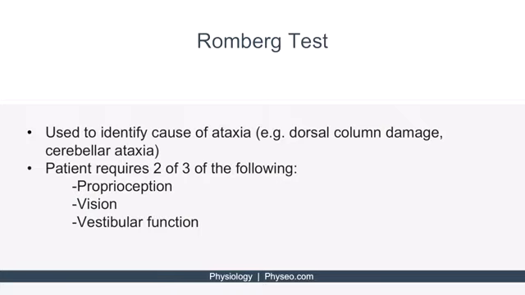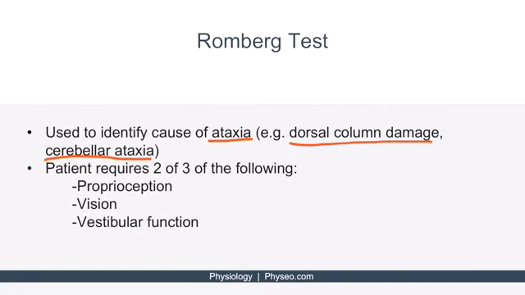So now we just need to talk about the Romberg test really quick. Now this is very important as it relates to the dorsal column. It's really high yield for examination purposes. So it's used to determine the cause of ataxia. It really helps to distinguish between dorsal column damage and cerebellar ataxia.